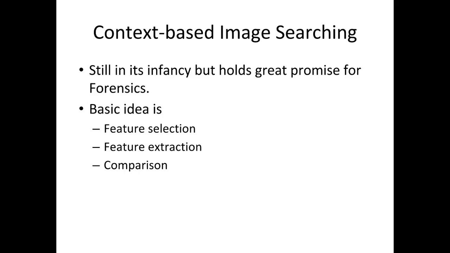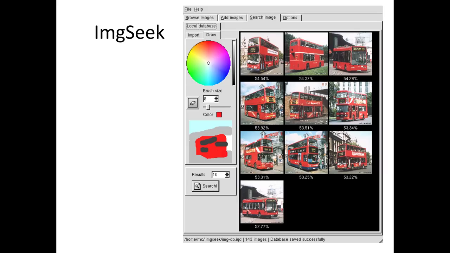It does hold a lot of promise for forensics. And the idea is, as I was just speaking about, we're able to identify features. We're able to select which features we want to extract. We're able to extract those features and then perform some form of comparison on those features. There's a nice little bit of software that's been produced that does this called ImageSeek. You can download and use this yourself.